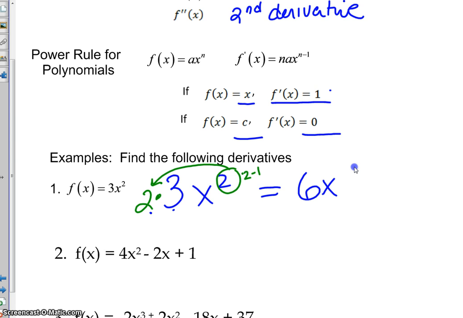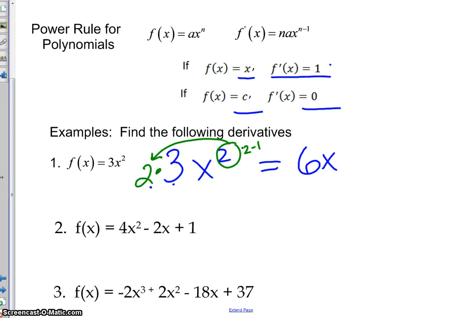Let's try another one. f of x is 4x to the second minus 2x plus 1. Okay, so again, we take the exponent and we multiply it by the coefficient. So we're going to take 2 times 4, and then our answer is going to be x to the 2 minus 1. All right, so this is really going to be 8x to the first, and you're going to be able to do that very quickly.